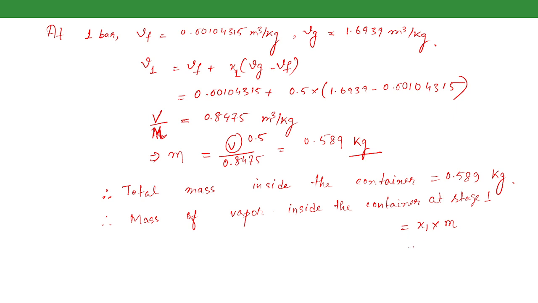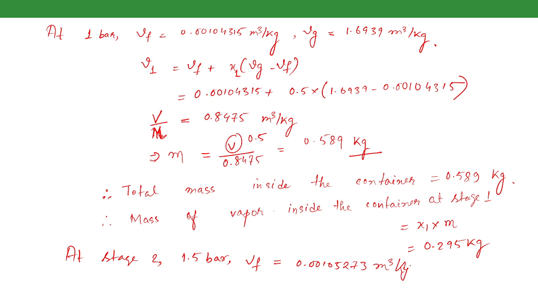So this is 0.5, so it comes out to be 0.295 kg. Again at stage 2, that is 1.5 bar pressure, the Vf value is 0.00105273 meter cube per kg, and the Vg value is 1.1593.